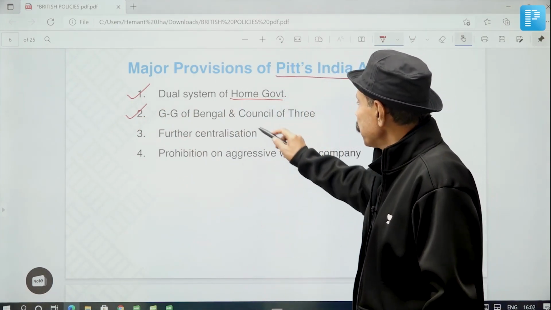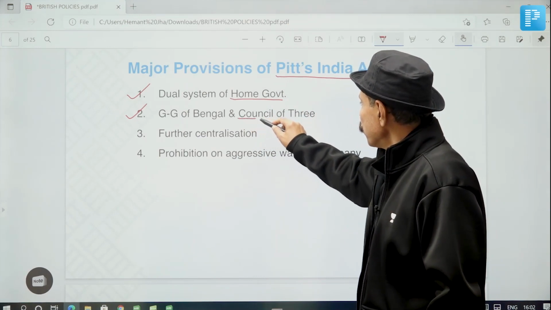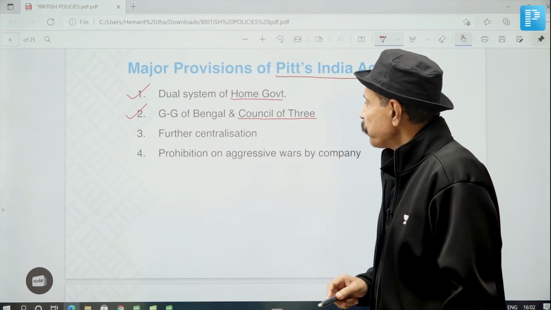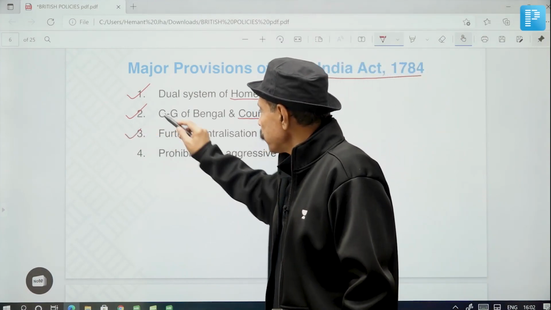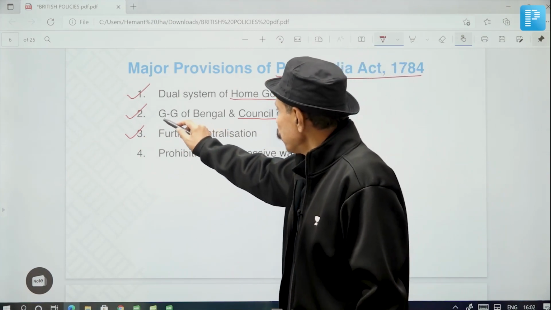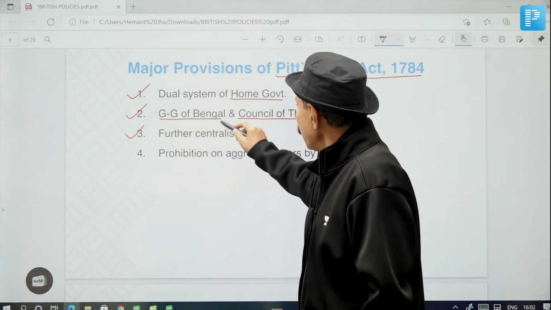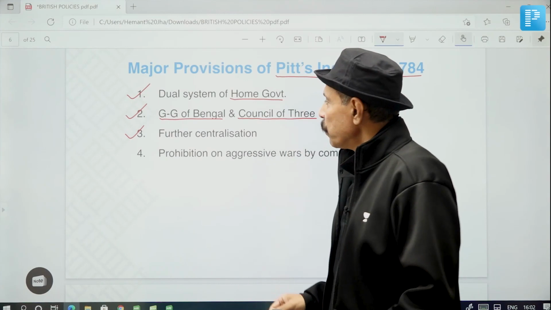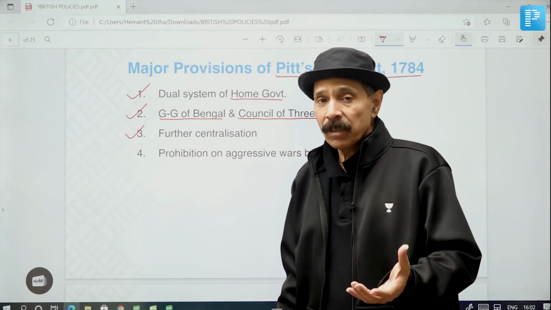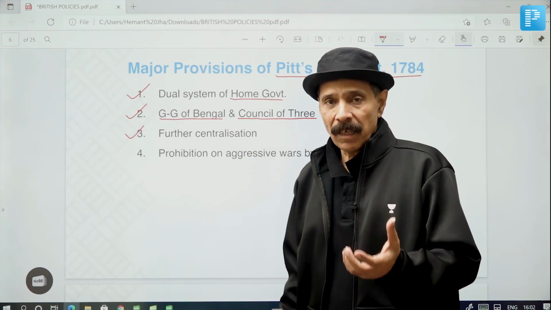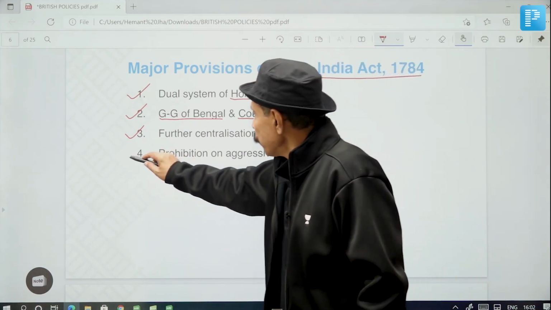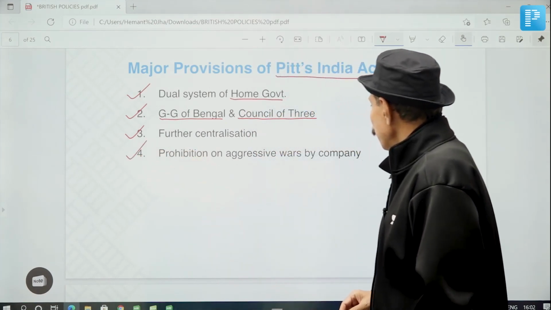In the previous act, the Council of the Governor General of Bengal consisted of 4 members. Now this was reduced to 3. Number 3 is further centralization, and that simply means that the Governor General of Bengal and his Council of 3 were given more powers over the Madras and Bombay Presidency. And 4 is prohibition on aggressive wars by the company.